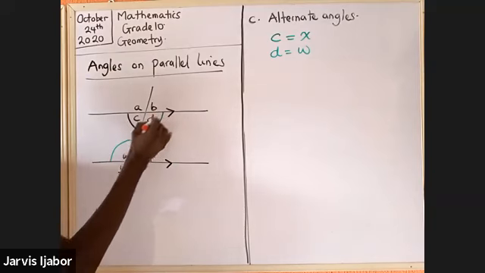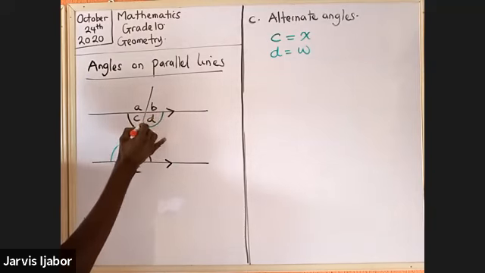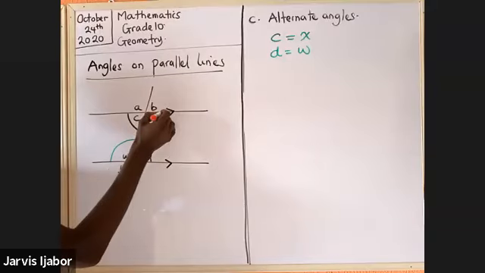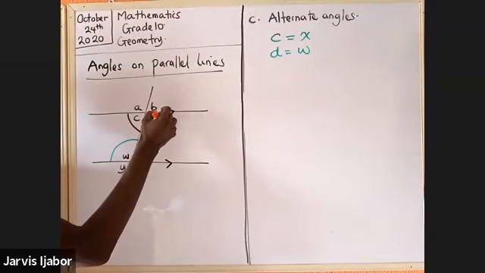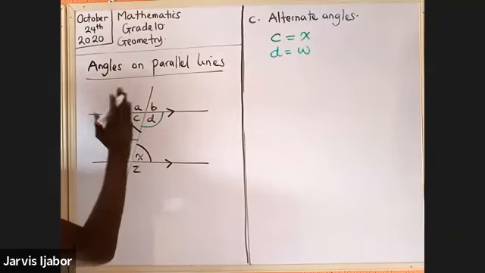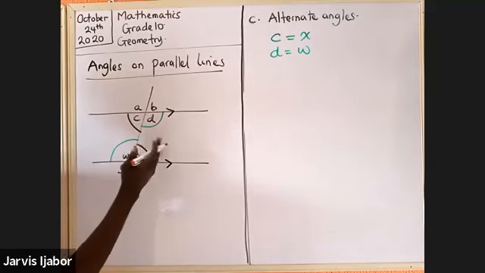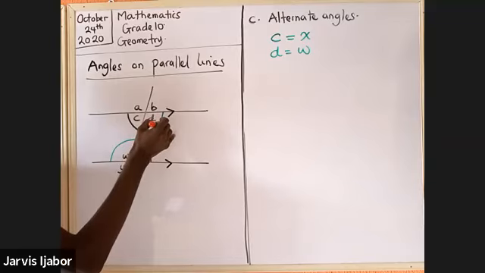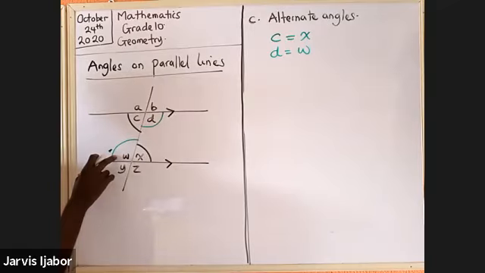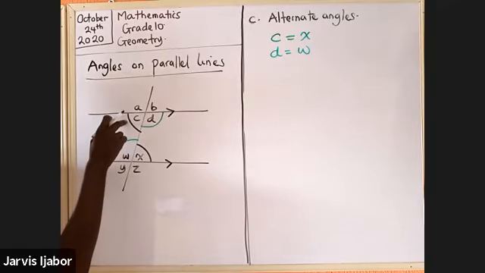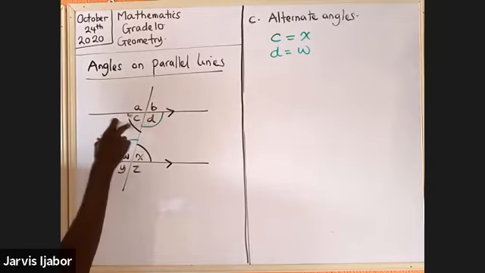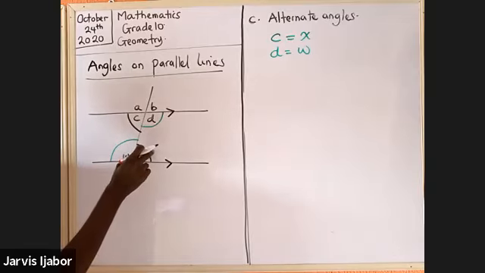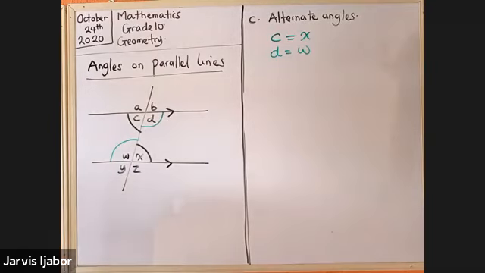Let's look at it this way. This is right, this is left, right, left. So bottom right to top left. Bottom left to top right. That's how it works for alternate angles. So take note of that. So that settles that for alternate angles.